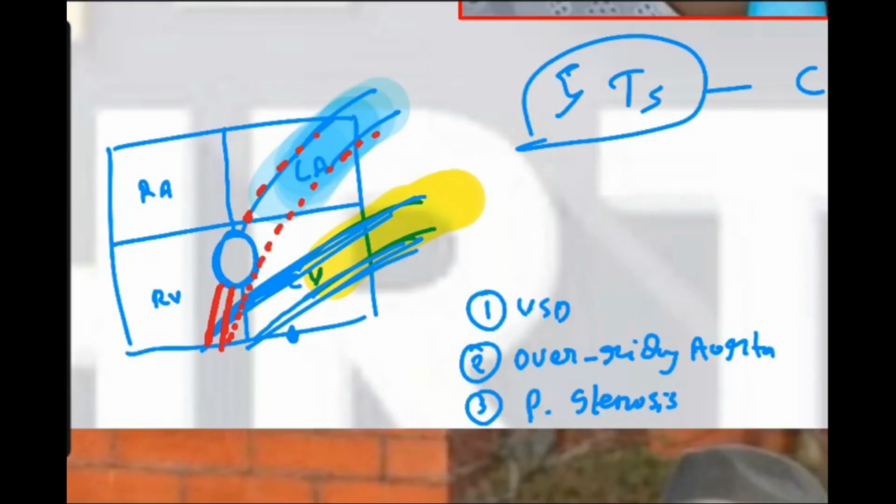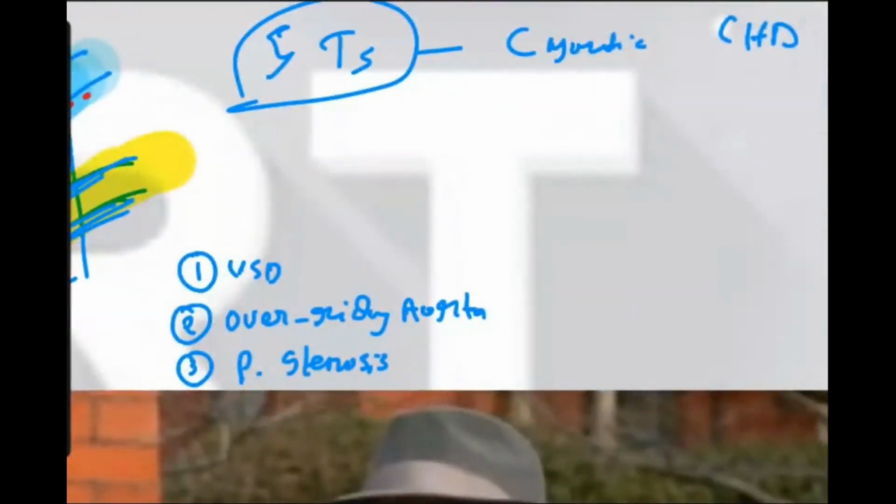Pulmonary stenosis. Because of pulmonary stenosis, what happens? Whenever the right ventricle contracts, it is unable to push the blood through this narrowed pulmonary artery. So there is always a back pressure. This back pressure, blood comes and hits the ventricle wall again and again. What will it cause? The last of the tetralogy, RVH, right ventricular hypertrophy. Okay, so this is the tetralogy of Fallot.